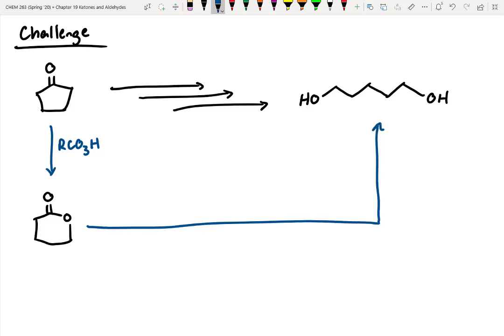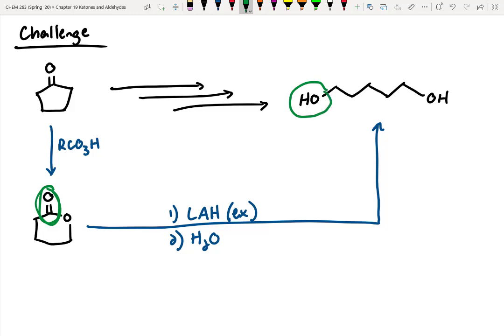Well, it looks to me like we're reducing an ester. So if we want to reduce this ester over here, we would need to react this with LAH in excess. That would be step 1. And then step 2 would be to quench it with water, right? So what I have circled in green over here, this carbonyl, that would eventually become one of the alcohols, right? And then over here, the group that was kicked off must become the other alcohol.